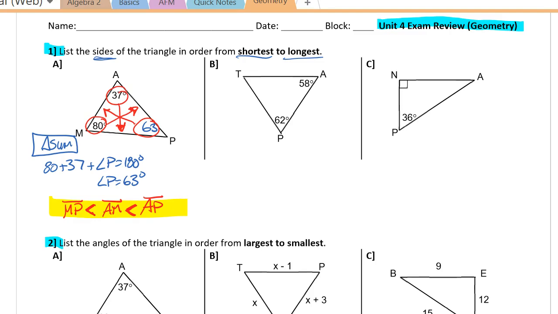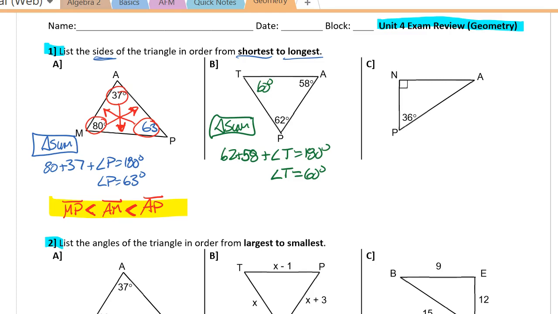Next problem. Again, we're only given 2 angles in a triangle, so we'll do triangle sum theorem. I know that 62 plus 58 plus angle T is equal to 180 degrees, meaning that angle T is equal to 60 degrees.